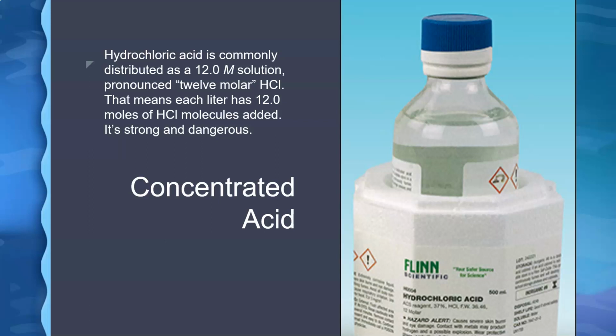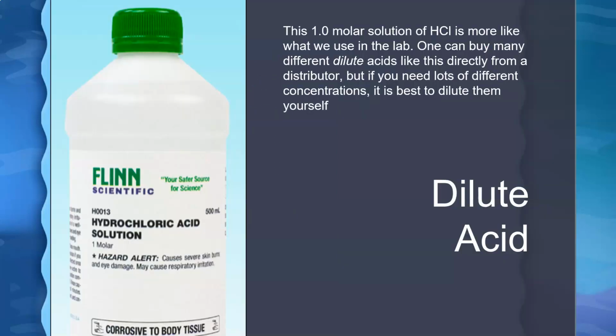So I wouldn't necessarily want to use that every day in the lab. Now, I could buy a 1 molar solution of HCl. I mean, that's what we used in our acid-base calorimetry lab. We had lots of 1 molar HCl, and I could have bought it directly from Flynn, but the problem is, one, not everything needs 1 molar acid. There are lots of things that we've done this year that needed much less than 1 molar acid.